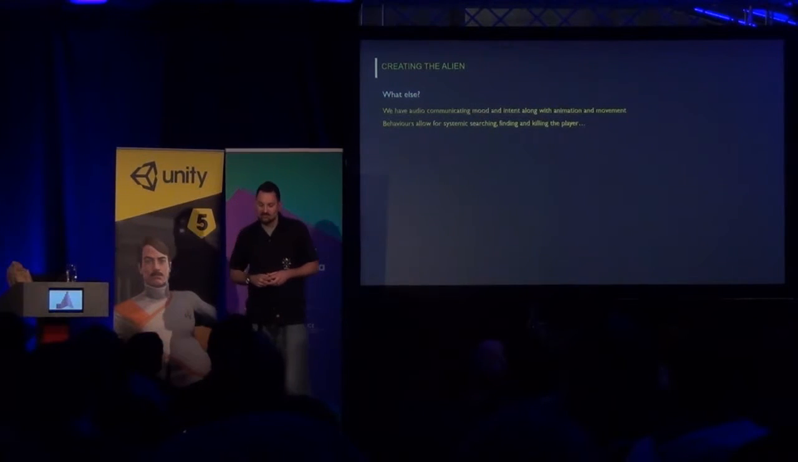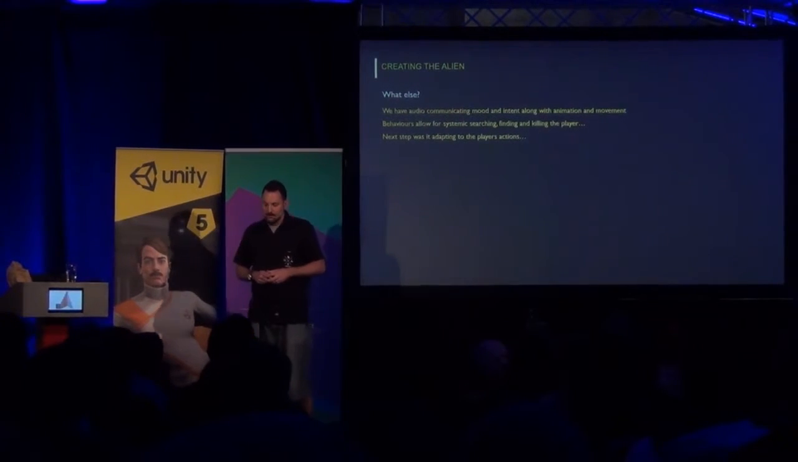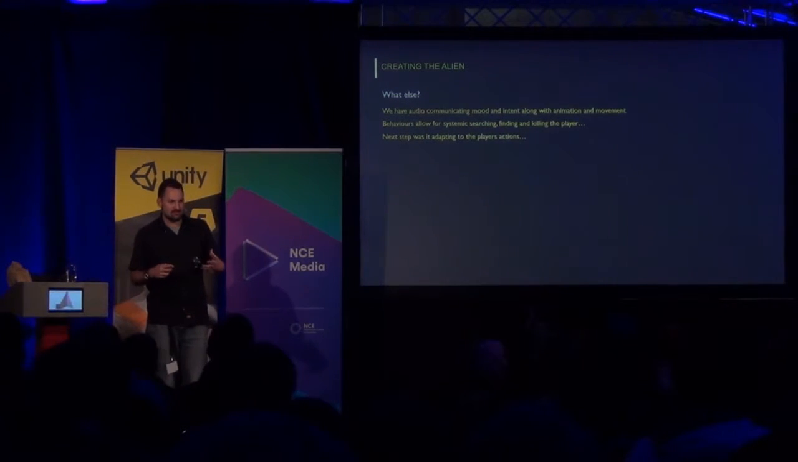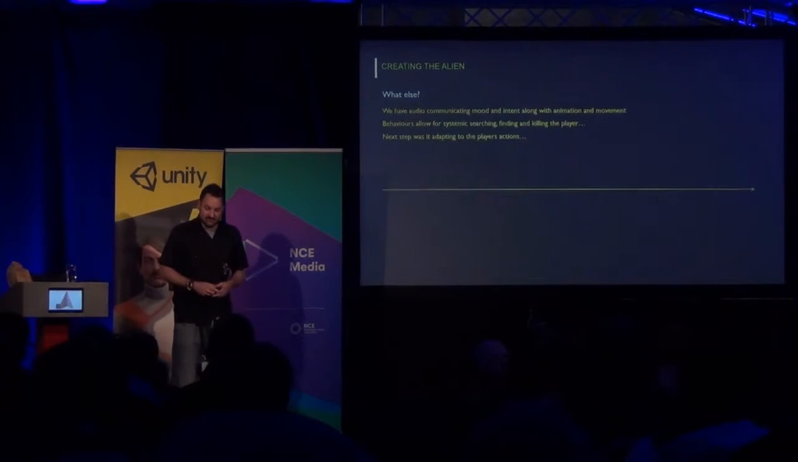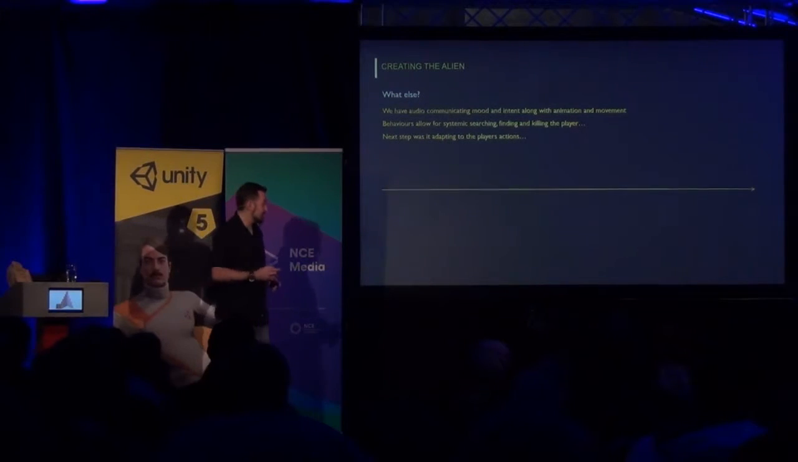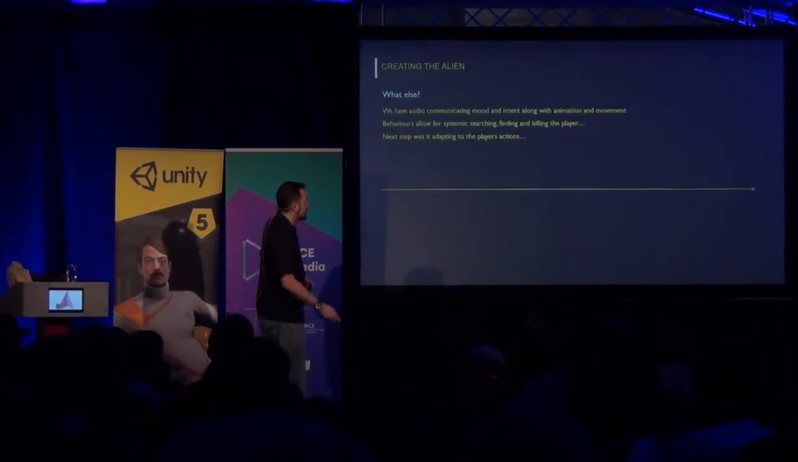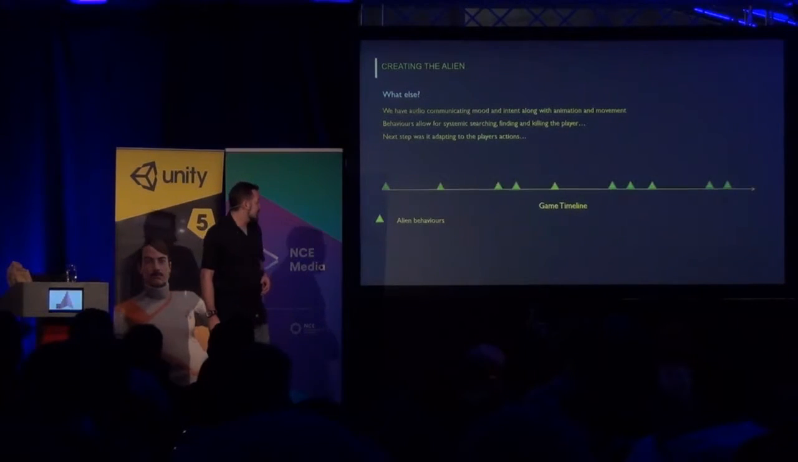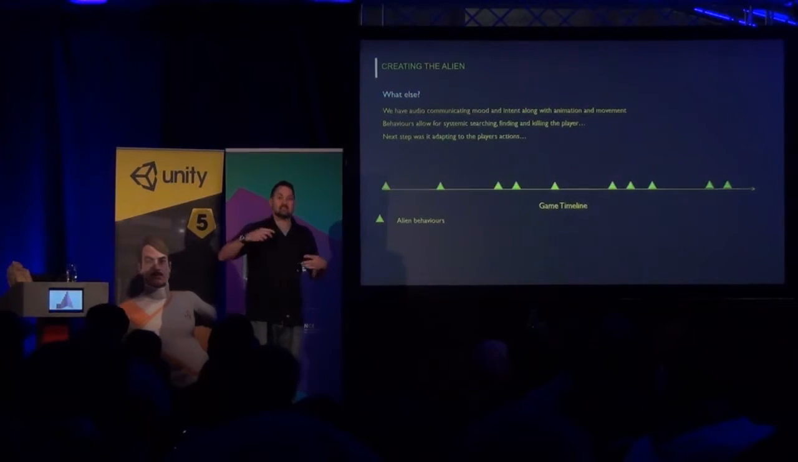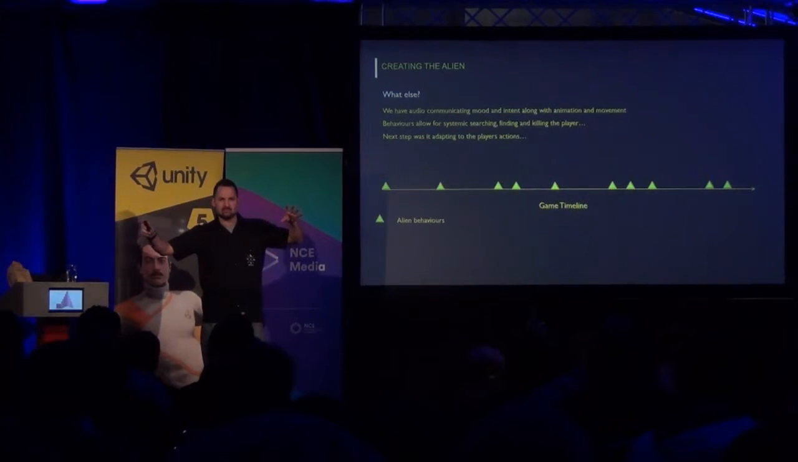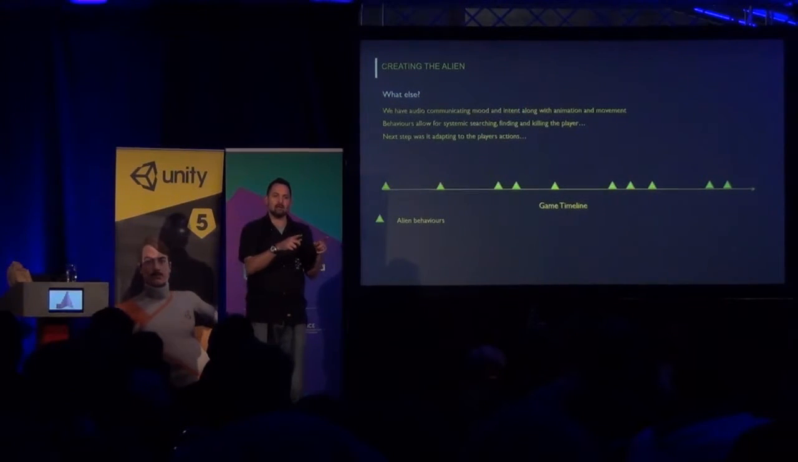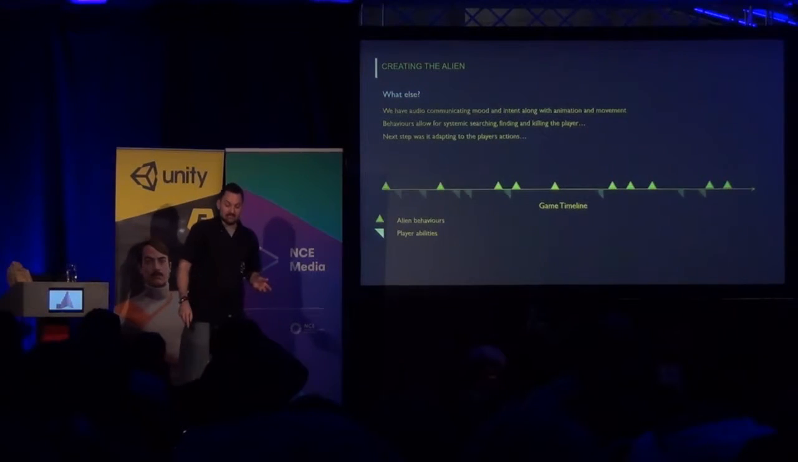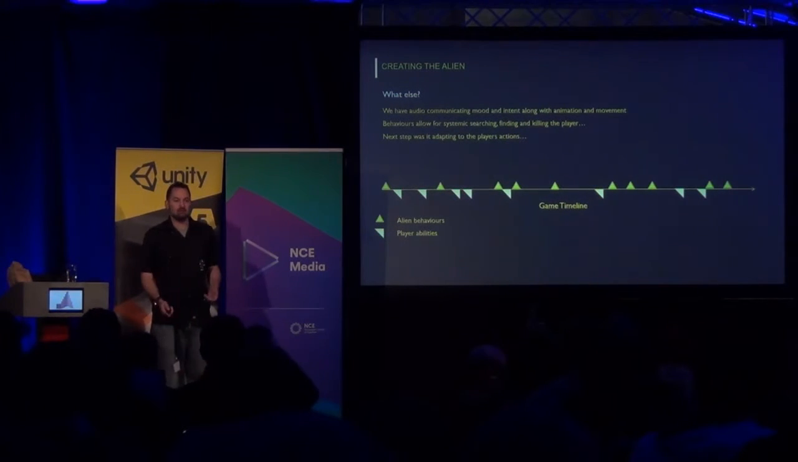So what else have we got? Audio communicating the mood, we've got animation and movement, we've got behaviors allowing for the systemic searching. The next step was adapting the player actions. So we've got our rough systems in place, but we need to make it for the whole game. So this is a timeline for the entire game. Start over here, end over there. We have the alien behaviors, and the idea was the alien was going to get smarter as the game progresses. So we created all these systems, but used a very small amount of them at the beginning, and then gradually unlocked them as the player went through the game.